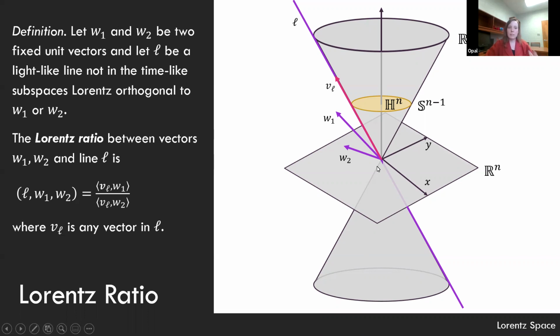So either both space-like unit vectors or both time-like unit vectors. And then the Lorentz ratio is the following. You take any vector you want in that light-like line, and you plug it into the formula like this, and that's going to give you the Lorentz ratio for that light-like vector with those two either space-like unit vectors or time-like unit vectors.